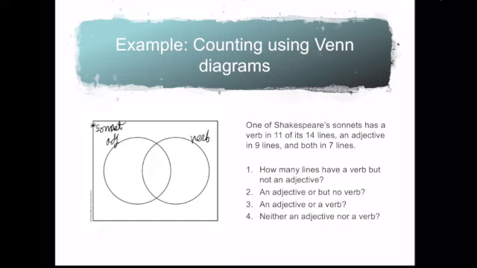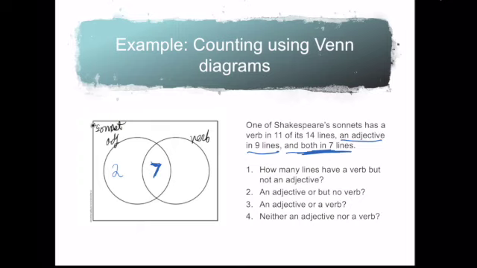When doing counting problems with a Venn diagram, you need to start with the intersection and work your way outward. So first off, it says there's both an adjective and a verb in 7 lines. So that's going to be in the intersection, right? These are the lines of the sonnet that have both an adjective and a verb. Next, I have an adjective in 9 lines. So this entire circle that represents adjective needs to have a total sum of 9. I already have 7 in there, so that's just going to be a 2.